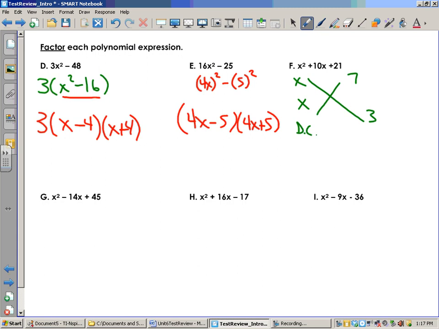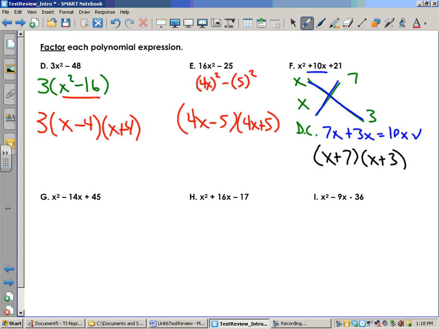So on the diagonals, check. On this diagonal, I get 7 times x is 7x, plus on this diagonal, 3x. That's 10x, which works to give me the middle term that I wanted. So that factors as x plus 7 times x plus 3.